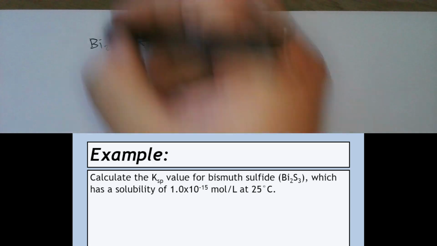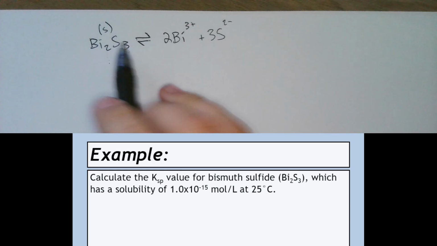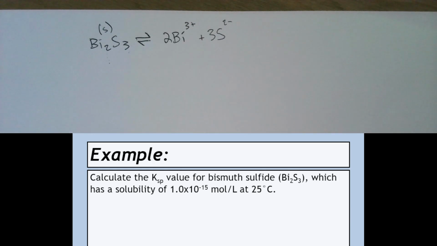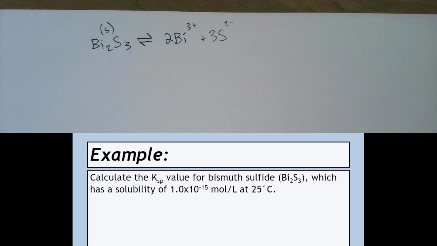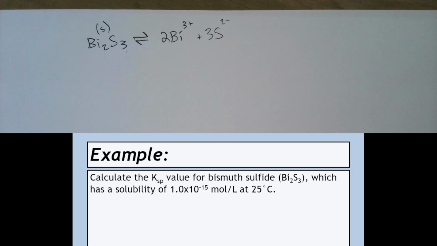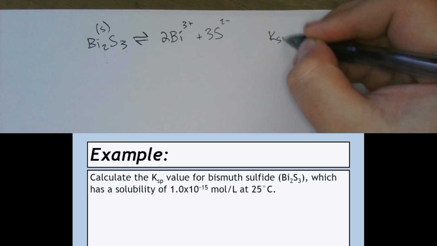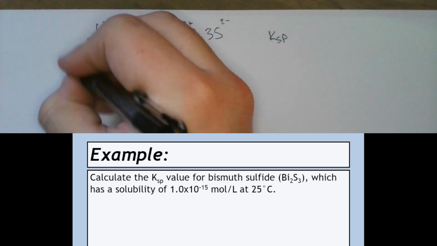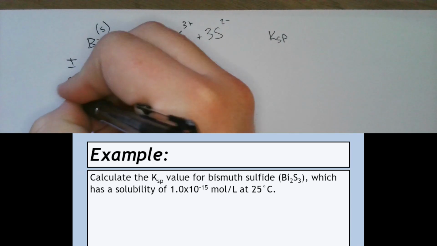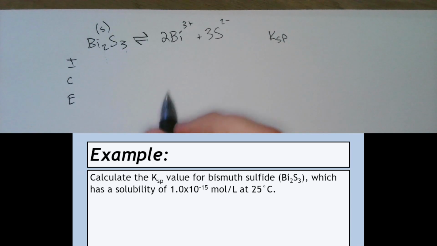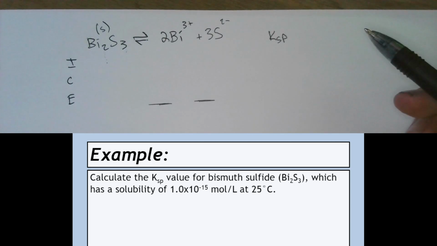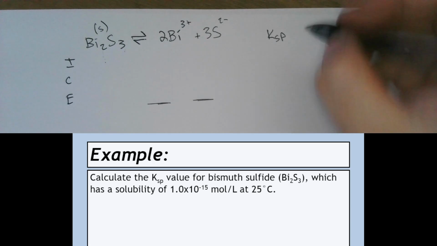Just like before, this one is a solid. I should have written it after, I just didn't leave myself room. But these 2 are ions, so you know they're aqueous. Like last time, I want to find the Ksp, which means I need to find the equilibrium values of the things we care about. Once I have those, I can plug them into the Ksp formula, get my answer.